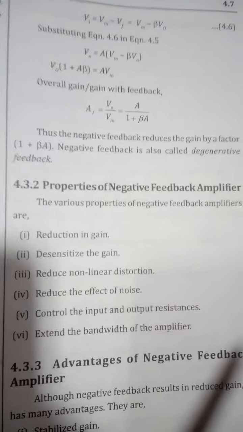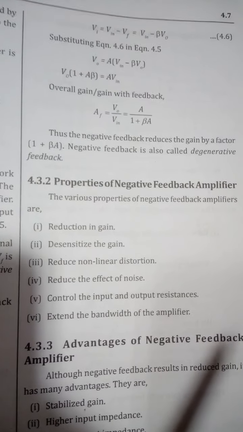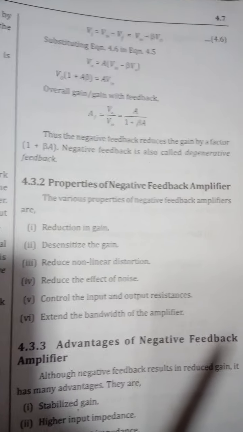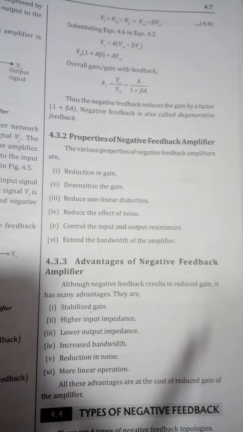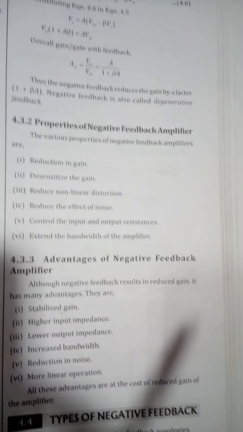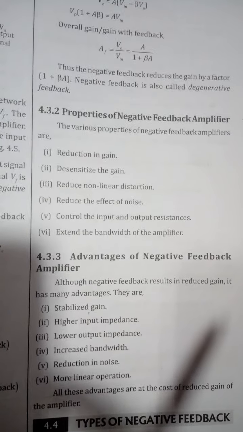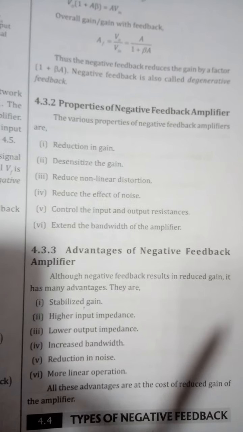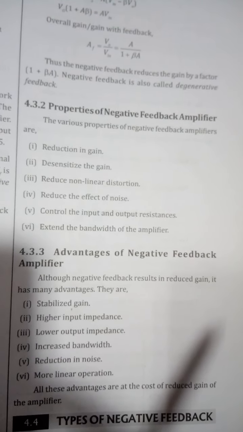Here are some properties of negative feedback. It gives reduction in gain, desensitizes the gain, reduces non-linear distortion, reduces the effect of noise, controls the input and output resistance, and extends the bandwidth of an amplifier. And it also has some advantages. The advantages are it stabilizes the gain, higher input impedance, lower output impedance, increased bandwidth, reduction in noise, and more linear operation.